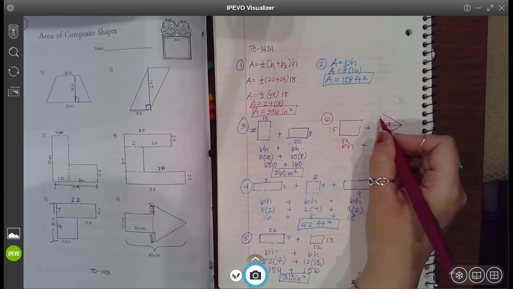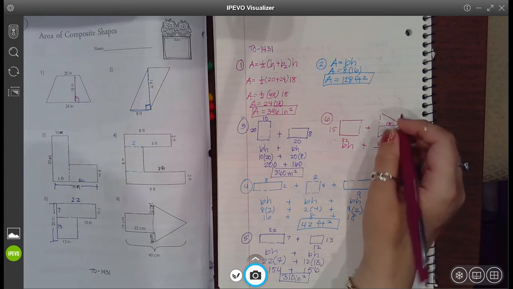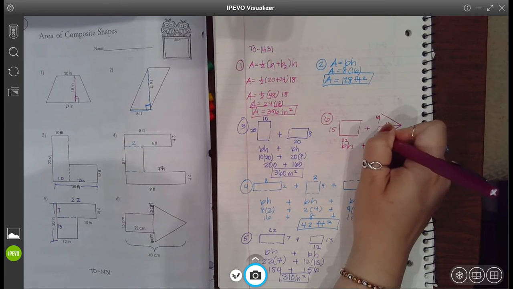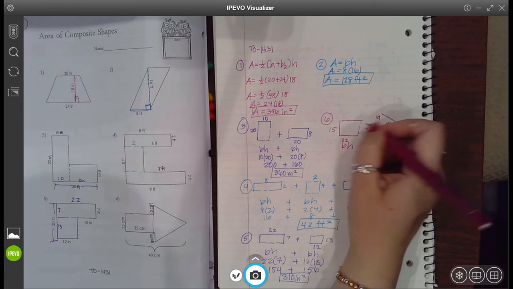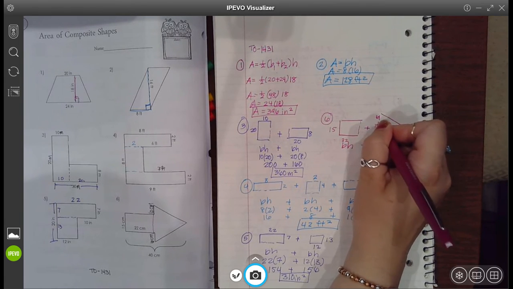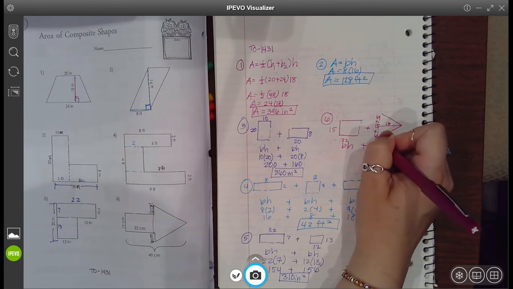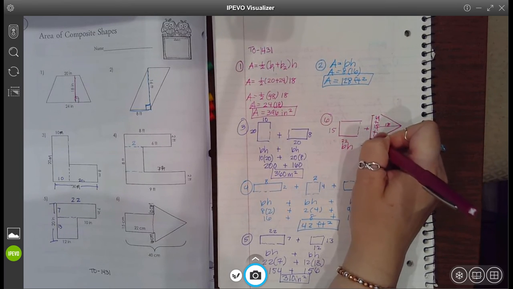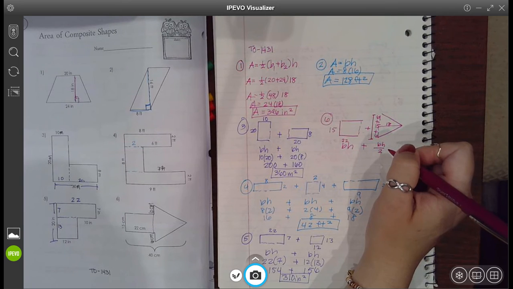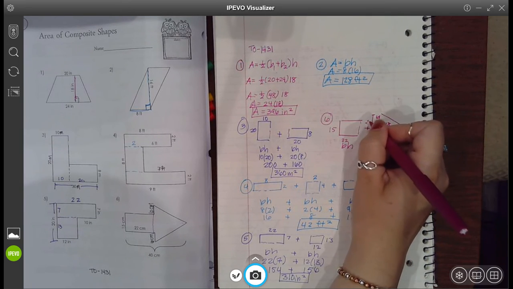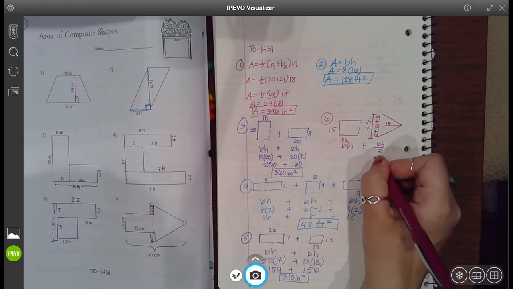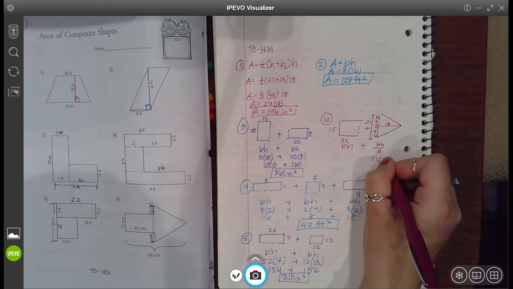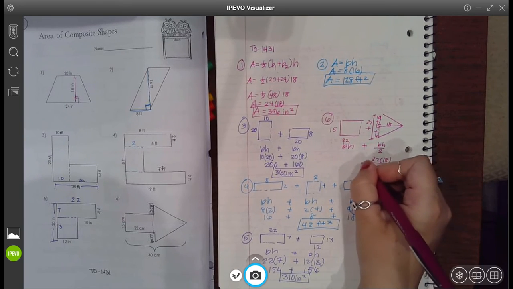Okay, now I also need to know this base length. I know that this is 6 and this is 6, but then I need to know this remaining part. Well, this remaining part is the same as this, so 15. So you have 6 and 6 is 12. 12 plus 15 is what? What's my total base length of my triangle? It's 27.